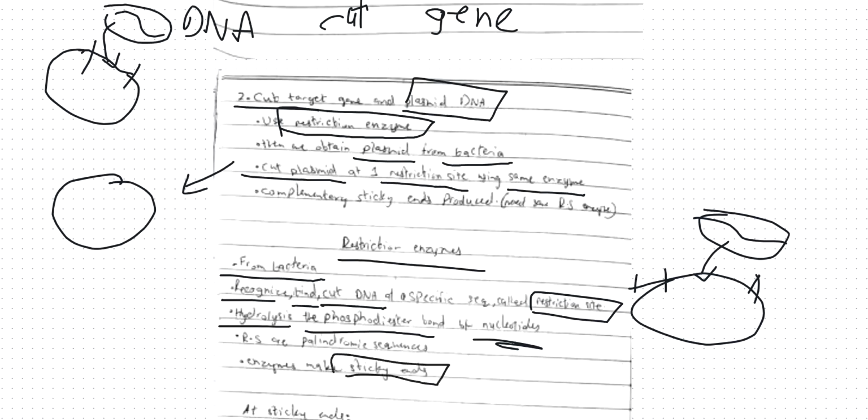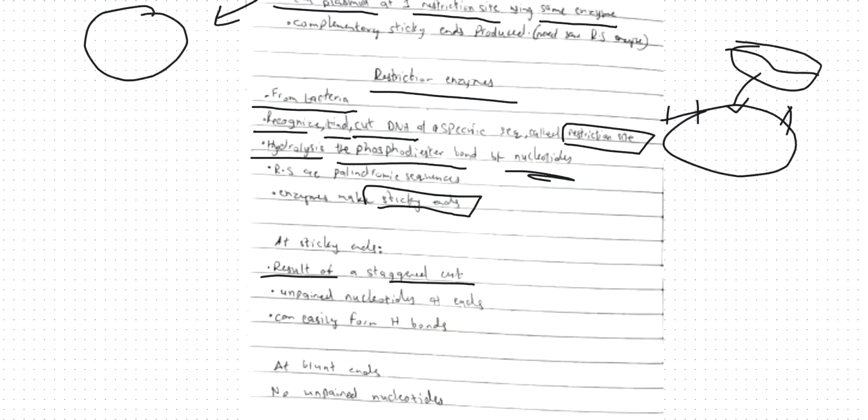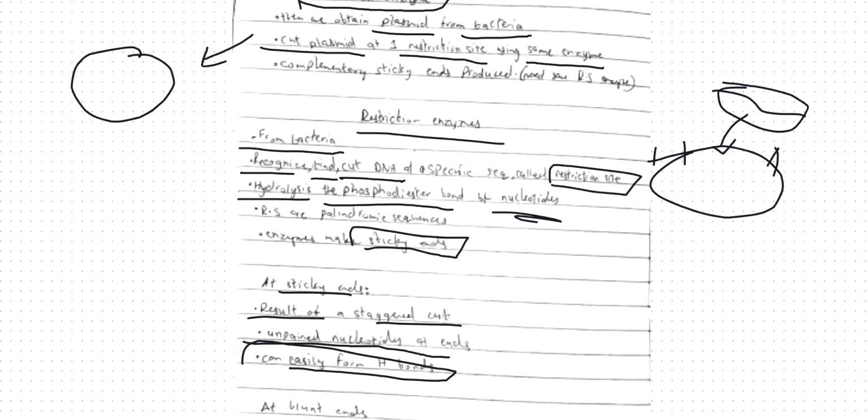Sticky ends are the result of a staggered cut. And at the sticky ends, you will have unpaired nucleotides at the ends. So this means that the hydrogen bonds can easily be formed. Do restriction enzymes only hydrolyze phosphodiester bonds? What about hydrogen bonds? It also forms hydrogen bonds. Remember, sticky ends are formed so that you can form hydrogen bonds.